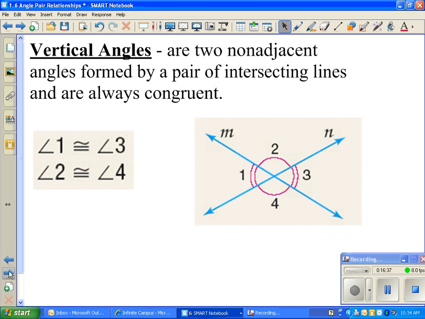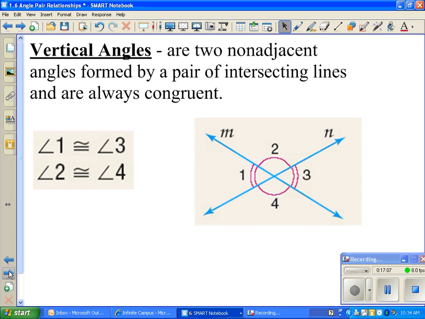Vertical angles. They're two non-adjacent angles. Guys, what does non-adjacent mean again? They don't have the same side or vertex. Okay. They can have the same vertex or vice versa. It can have the same side but not the same vertex. Very good. So one of the things has to be untrue about it, right? They form a pair of intersecting lines that are always congruent.